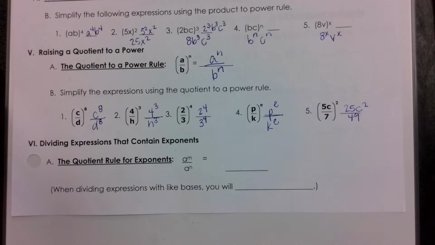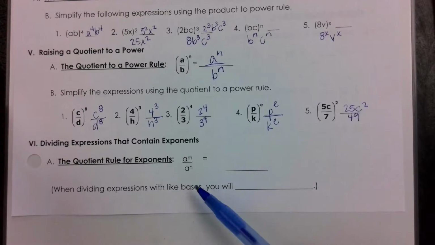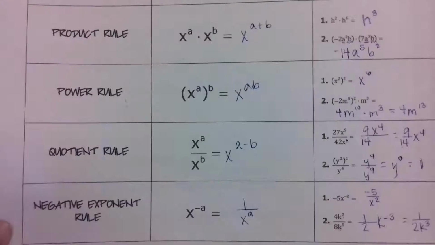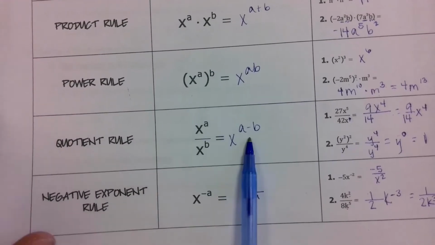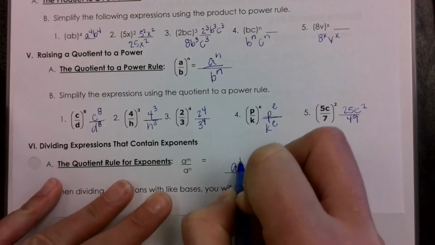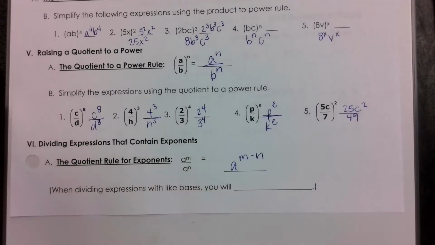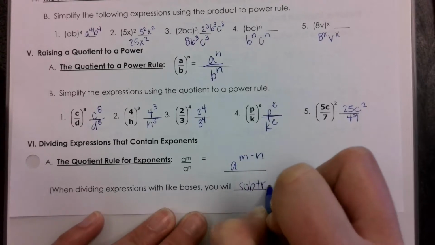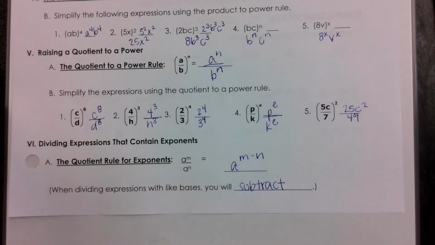No response. Cool. So the next part, this is your quotient rule before that we were talking about. So when you're dividing terms with like bases, what do you do with your exponents? What do we do before? You're dividing terms with like bases, what do you do with your exponents? Subtract. So this is going to be a to the what? M minus n. So when dividing terms with like bases, you will subtract, S-U-B-T-R-A-C-T. So we are going to do that on these.